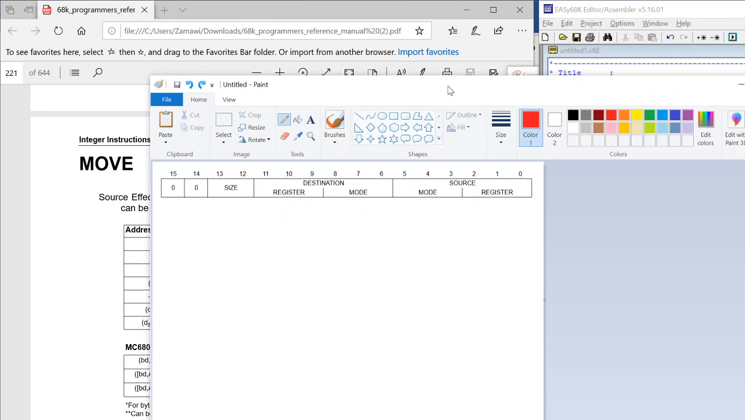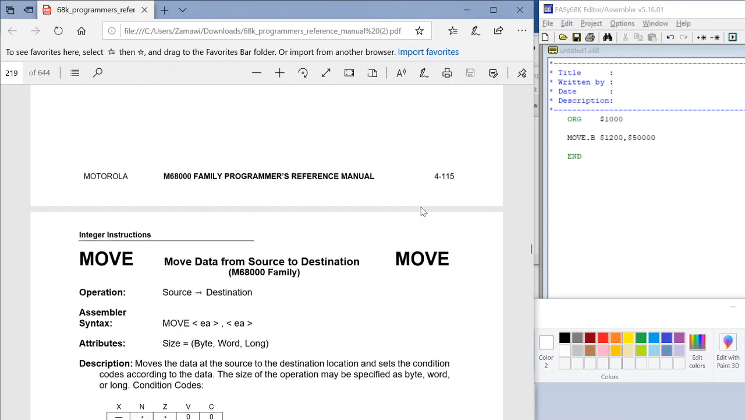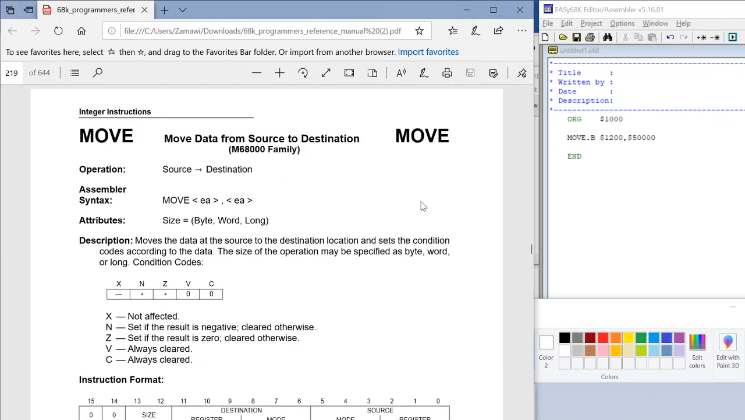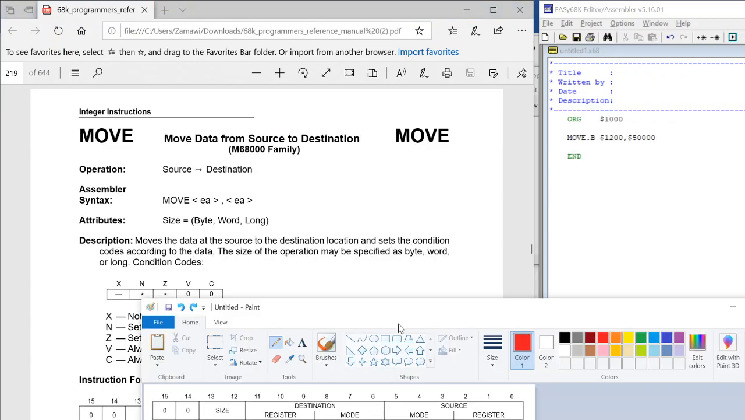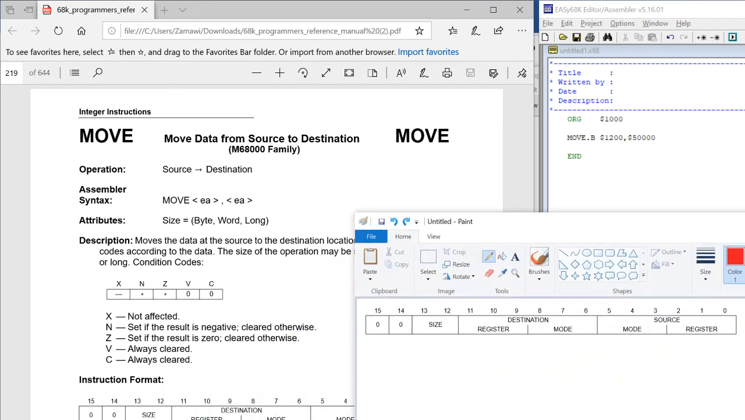Okay, so back to the instruction codes. The first two is correct. Then the size is a byte. Byte means you have to use byte operation. This is 01.